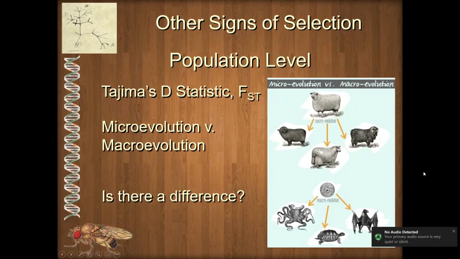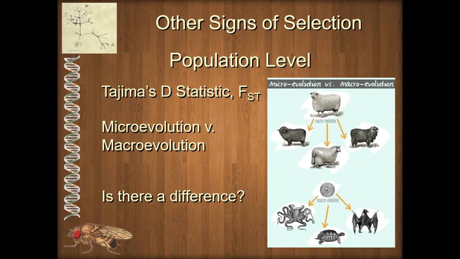In this discussion, we will talk about other signs of selection that we can find. Some of these do involve genes and locating genes, but we're not evaluating the content of the gene itself. So that's why I've put them under other signs of selection. Now, we've already talked about some signs of selection at the population level.